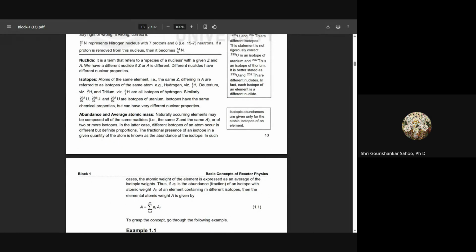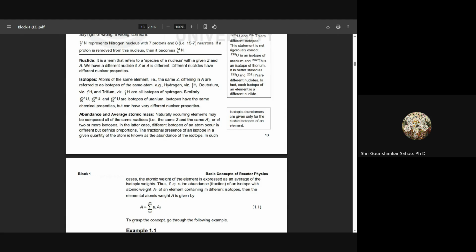For a species of nucleus with a given Z and A, you have a different nuclide if Z or A is different. Different nuclides have different nuclear properties. You know isotopes from your chemistry as well as physics class. What is an isotope? Atoms of the same element, that is with the same atomic number Z but different mass number, are called isotopes.